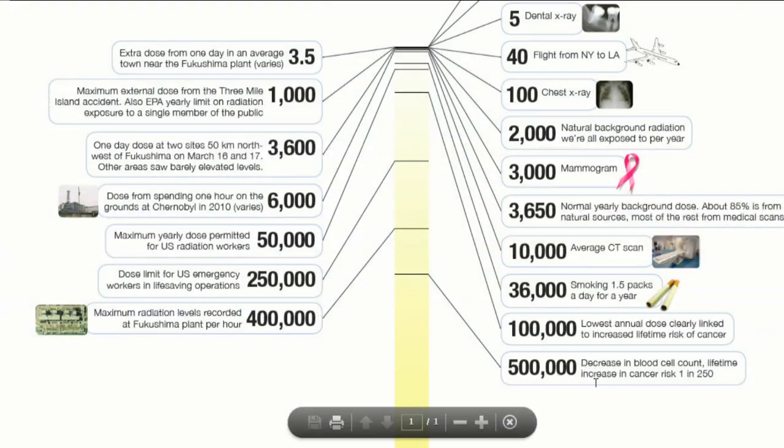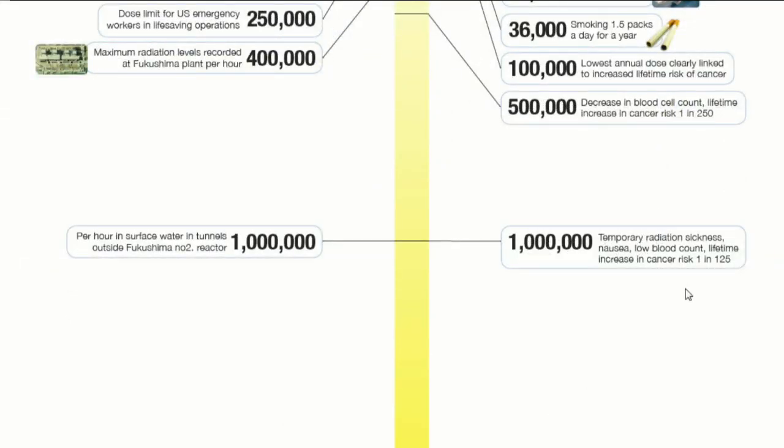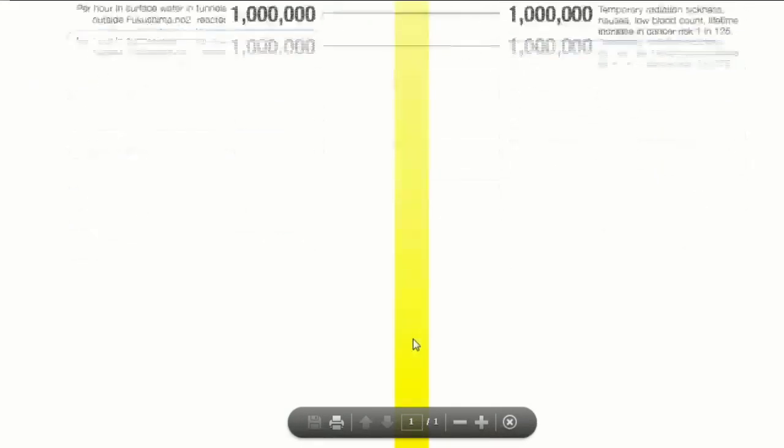So those are all kind of daily ones that you could relate to. If you get 1 million microsieverts, it basically starts killing your blood and you get really sick. So vomiting, things like that. It increases your risk of cancer 1 in 125. And that would have been the amount you received in the tunnels, the water tunnels per hour outside of Fukushima.